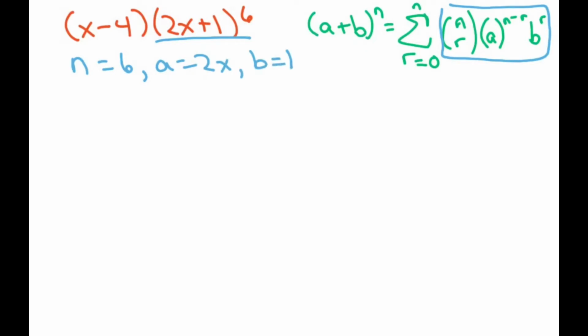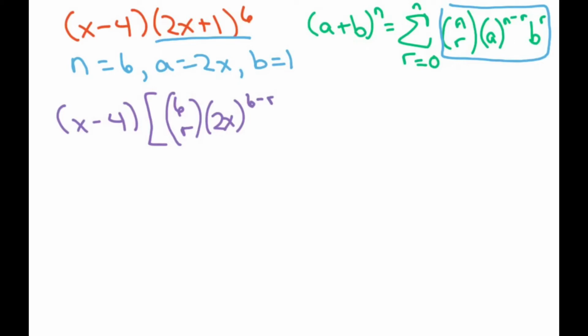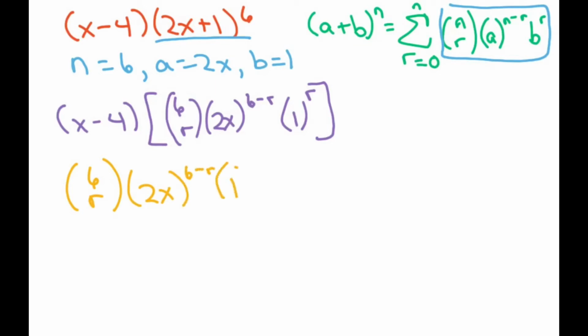And then what we're going to do is distribute. So I'm going to take my x minus 4 times, and we're going to do n choose r, so that's going to be 6 choose r, 2x to the 6 minus r times 1 to the r. Now we're going to go ahead and expand this by distributing. So we're going to write it as 6 choose r, 2x to the 6 minus r times 1 to the r power, and we're going to multiply this by x.